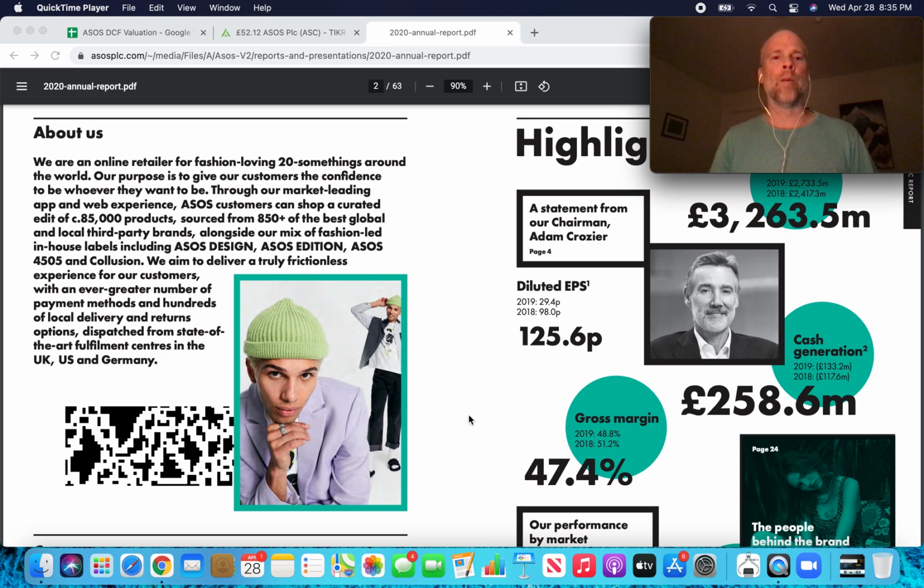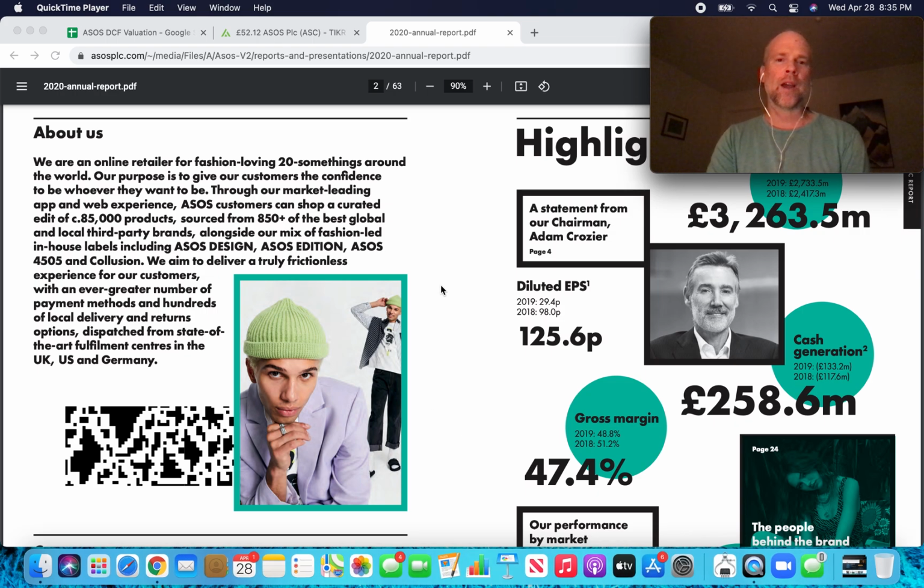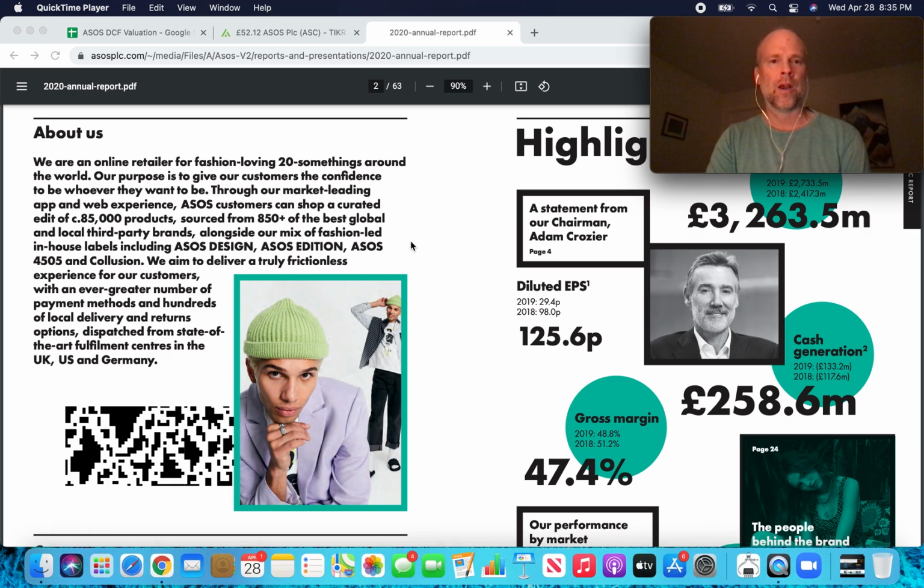Through our market-leading app and web experience, ASOS customers can shop a curated edit of 85,000 products sourced from 850-plus of the best global and local third-party brands, alongside our mix of fashion-led in-house labels. We aim to deliver a truly frictionless experience for our customers. Sounds a lot like Amazon. With an ever greater number of payment methods and hundreds of local delivery and returns options, dispatched from state-of-the-art fulfillment centers in the UK, US, and Germany. So they're headquartered in the UK, but they're a global online retailer for fashion, targeting 20-somethings.